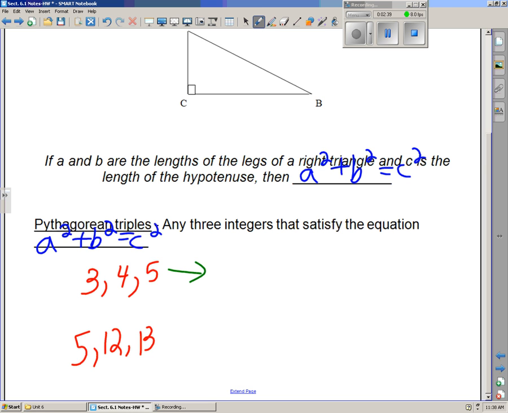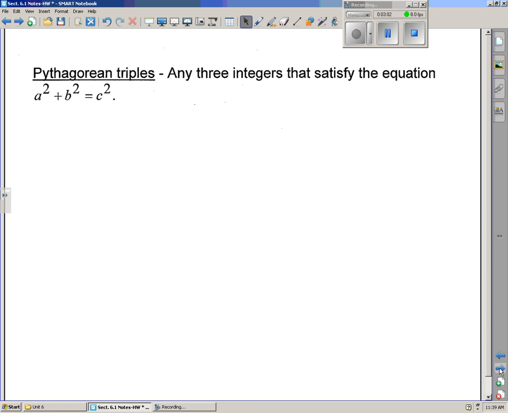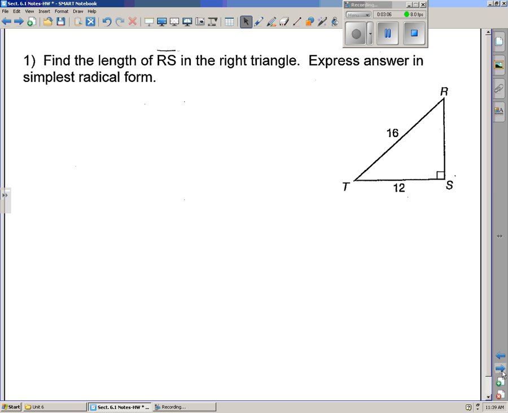If you double the sides of 3, 4, 5, 6, 8, 10 is also a right triangle. If you triple the sides of 3, 4, 5, then you've got a 9, 12, 15 right triangle. Okay, so you can do that with all of them. But bottom line is, in order to find the sides of a right triangle, you can use the Pythagorean theorem. We talked about Pythagorean triples already.